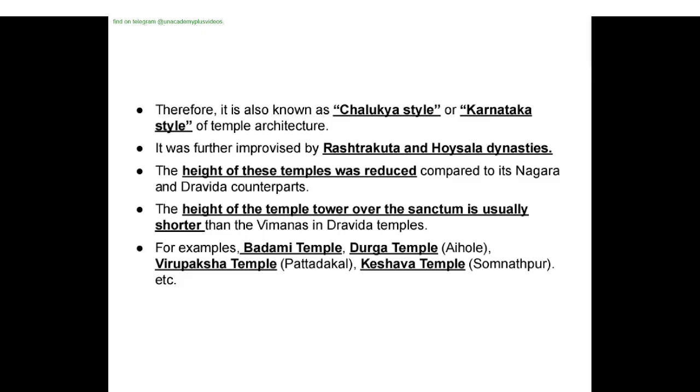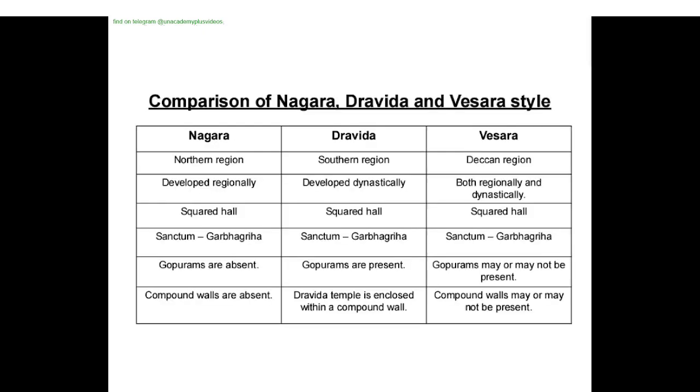It was further improvised by the Rashtrakuta and Hoysala dynasties. The height of these temples was reduced compared to its Nagara and Dravida counterparts. The height of the temple tower over the sanctum is usually shorter than the Vimanas in the Dravida temples. For example, Badami Temple, Durga Temple, Aihole, Virupaksha Temple, Pattadakal, Keshava Temple, Somnathpur, etc.